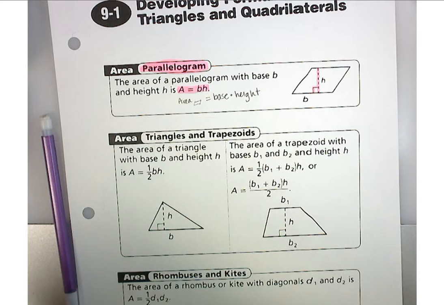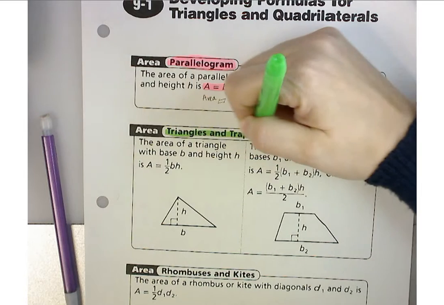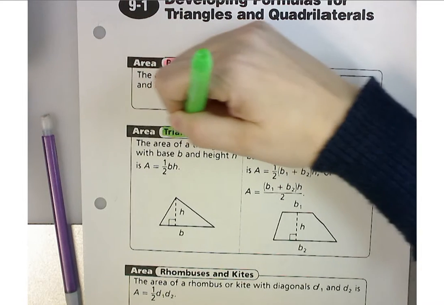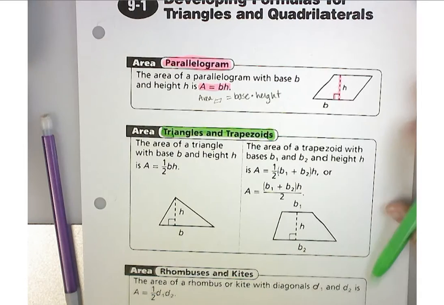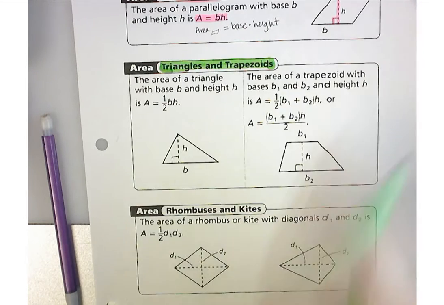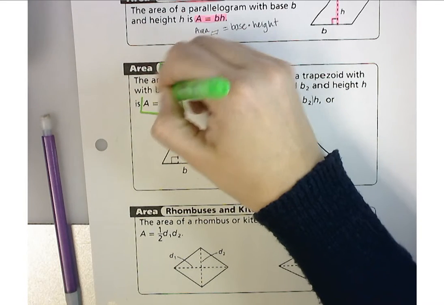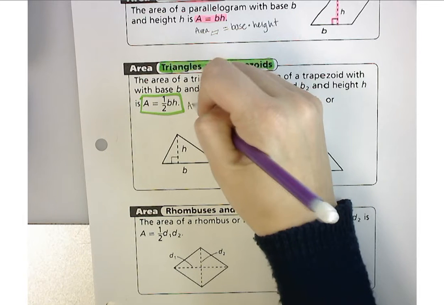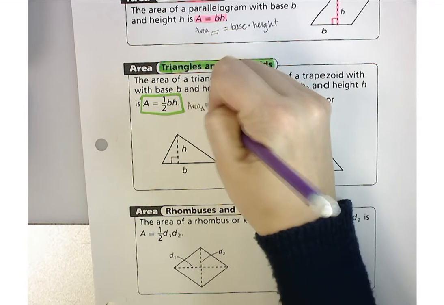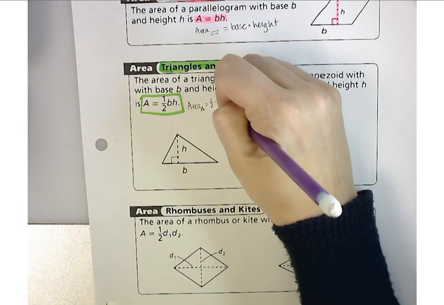Then we're going to talk about triangles and trapezoids. Did you guys do trapezoids in 8th grade? A little bit. No. Okay. So the triangle is one that I hope that you do remember. The area for a triangle is going to equal 1/2 times the base times the height.